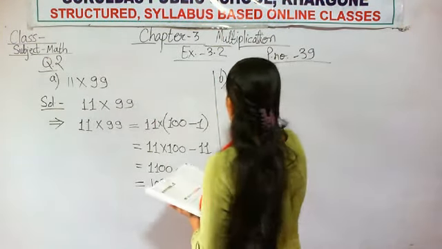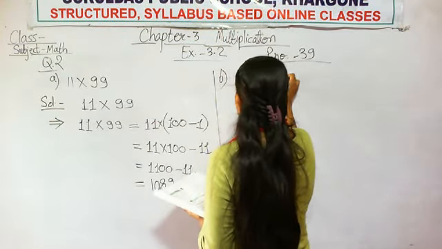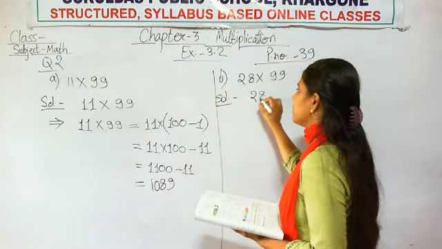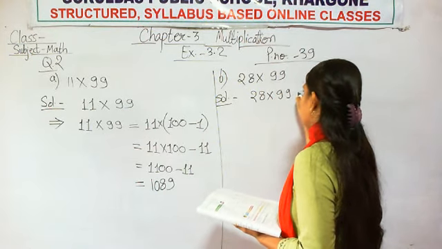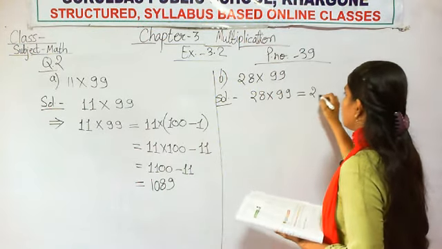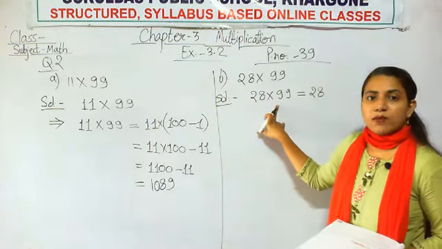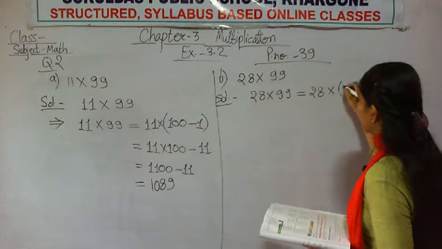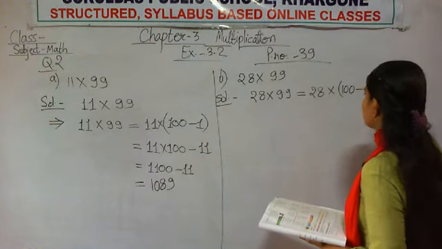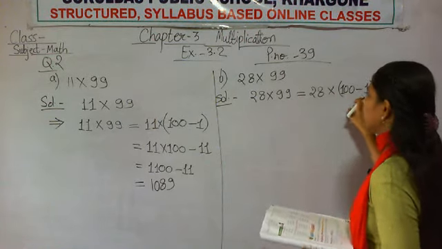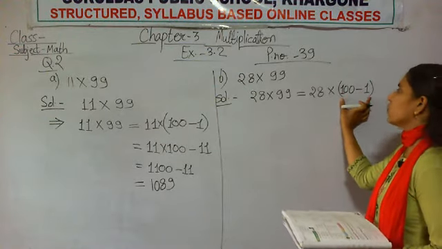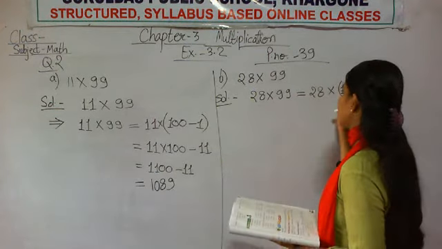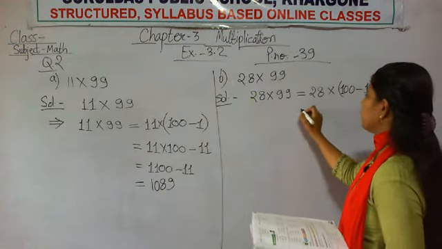Part B is 28 multiplied by 99. So I am rewriting the question. Now again, if you want to multiply any number by 99, then what you have to do? You can write 99 as 100 minus 1. Remember, you have to write this 100 minus 1 in a small bracket.